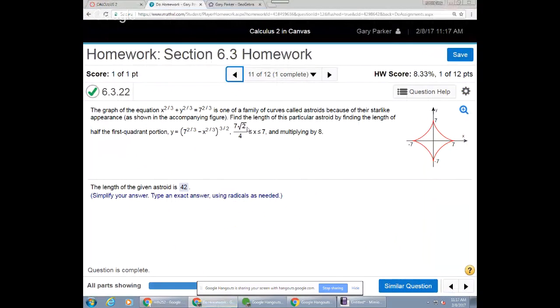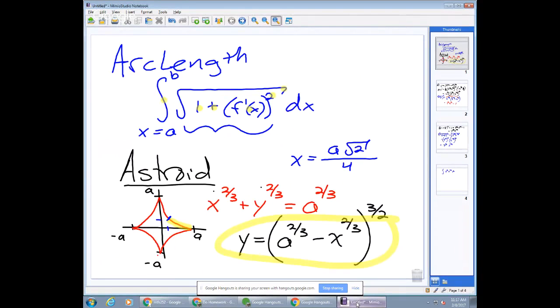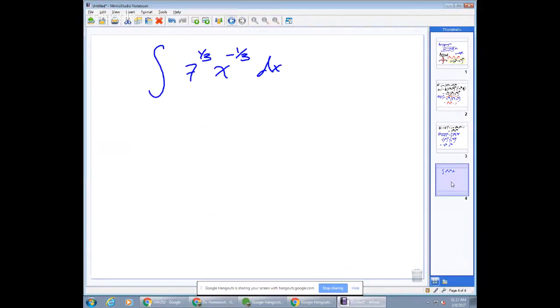And yeah, it says 7 square root of 2 over 4 to 7, which is my value for a on the right side there. All right, back to that page. So here I want to make a note. X is going to go from 7 square root of 2 over 4 to 7.